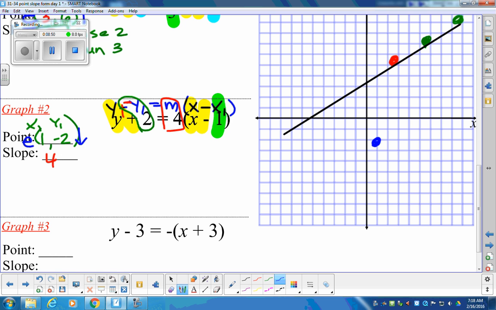I'm going to work my slope from there to find my friend's hotel room. I need a rise and I need a run. So here's my rise. I'm going to have to put a 1 underneath to get a run. Finding friend's hotel room, so I'm going to rise 1, 2, 3, 4, run 1.